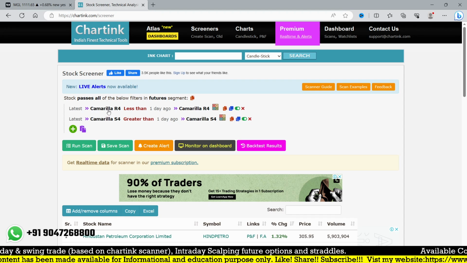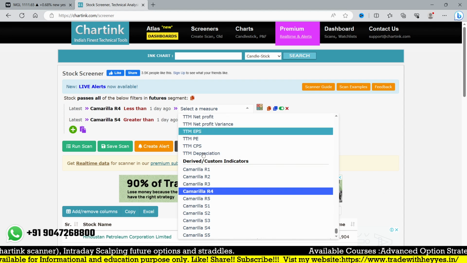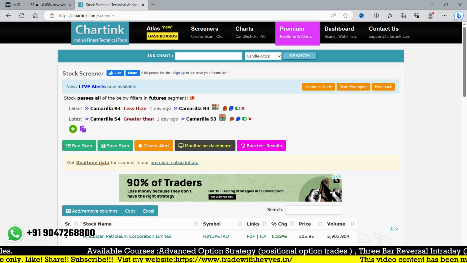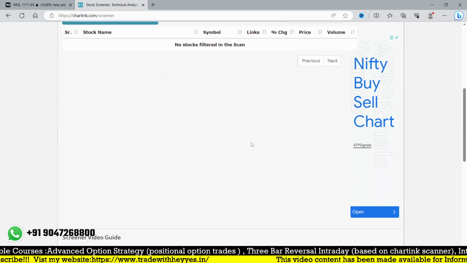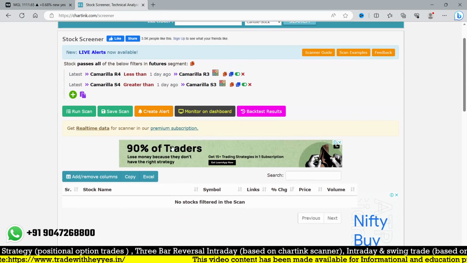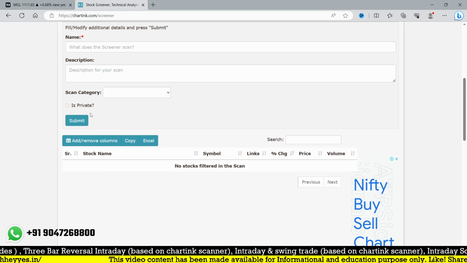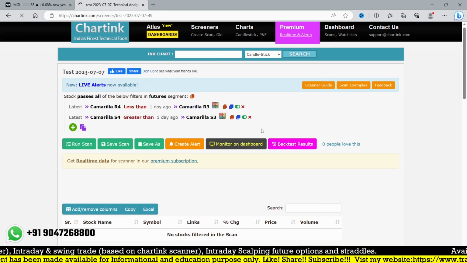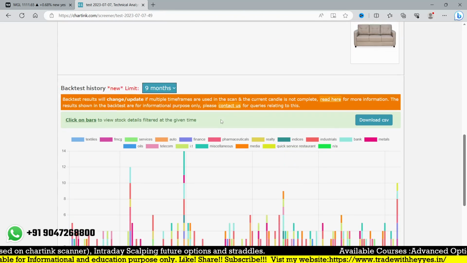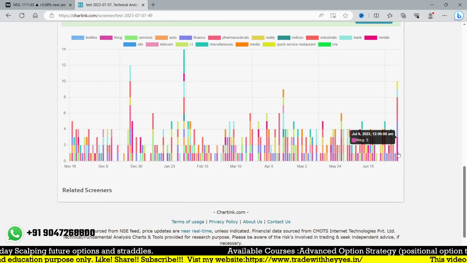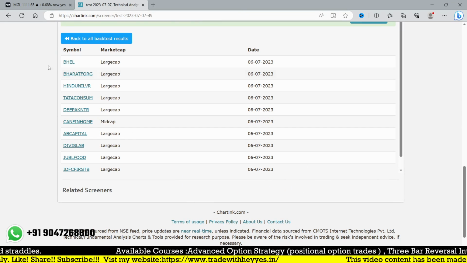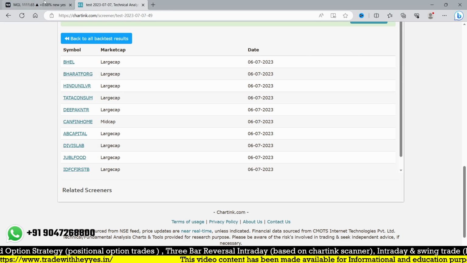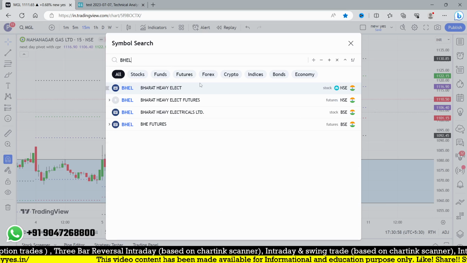So R4 is less than one day ago R3, here we can make this one very narrow stocks. Today we don't get any narrow stocks. Hope you got it. So let me run the scan for testing purposes. Save this, submit, and after submitting we can get a backtest. Look at this yesterday: BHEL, Bharat Forge, Hindustan Unilever, sorry, the 6th of the month. Yeah, yesterday. So let me go for BHEL, whether it is right.